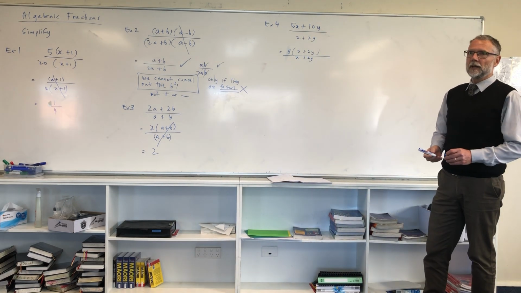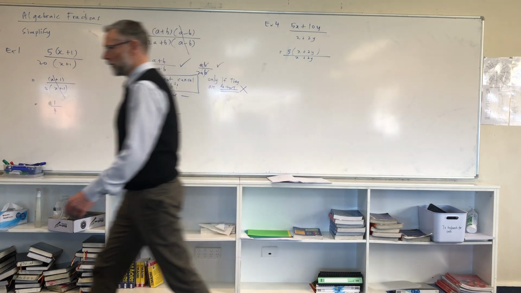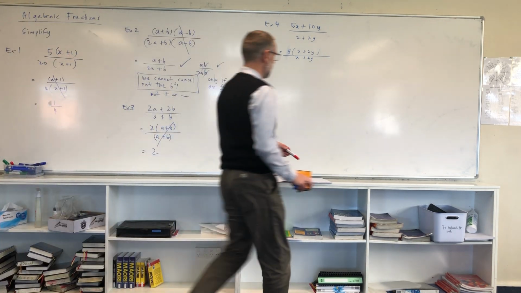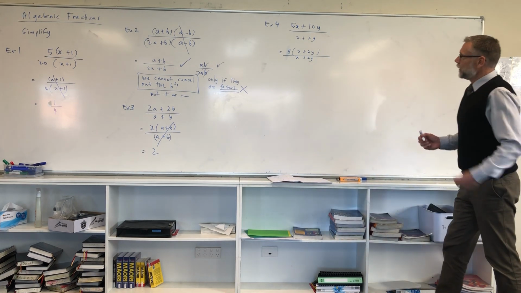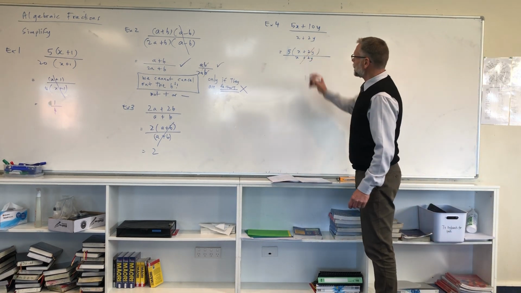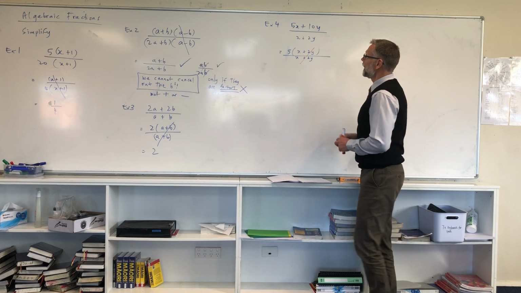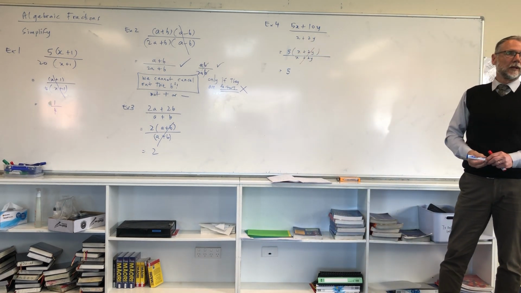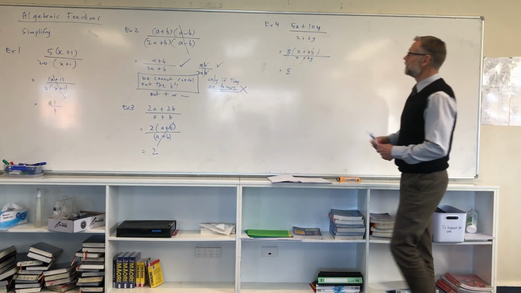Look at that. I get a different coloured pen to make it more exciting for you. We can see that x plus 2y cancels with that x plus 2y. And what am I left with? 5. All right, and so that's all cancelled out, and that's much simpler than what we had before.